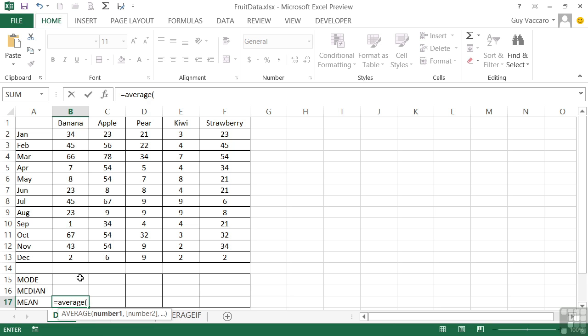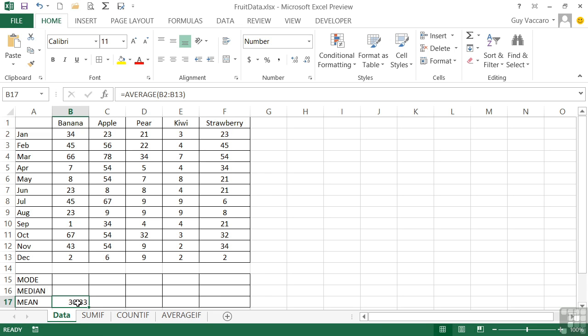open brackets, highlight the range, return. And we get a value of 30.333333 recurring. So 30 and a third. Now we can control the decimal places by changing the number format to number, and we get 2 decimal places.